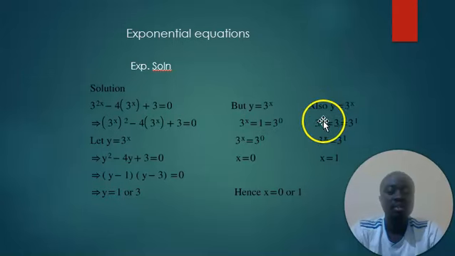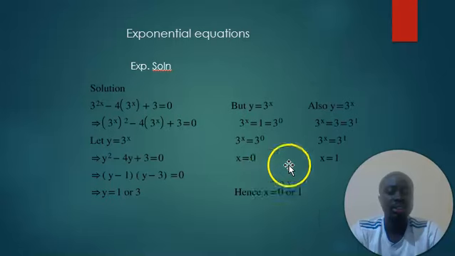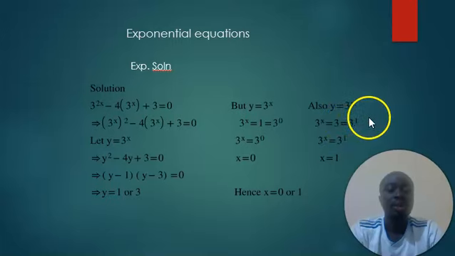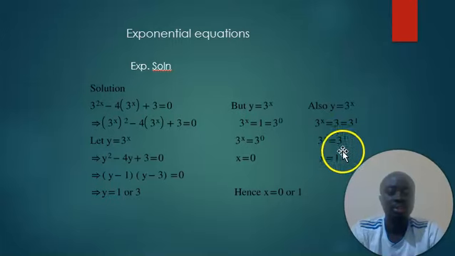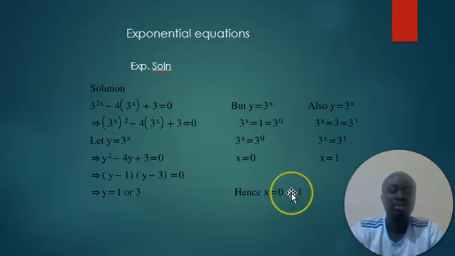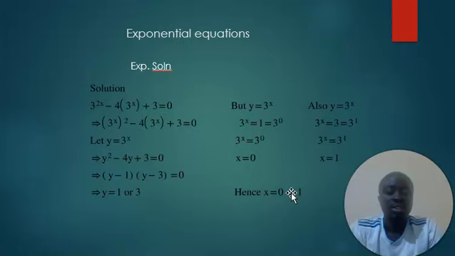Also, we have finished with the first one, y equals 1, and come to y equals 3. So 3 to the power x equal to 3. But 3 is the same as 3 to the power 1. Any number to the power 1 is the same number. So now the bases are the same, so equate the powers. So x equal to 1. Hence we say that x is equal to 0 or 1. So that is how exponential equations can be reduced to either linear or quadratic equations for us to solve with ease.